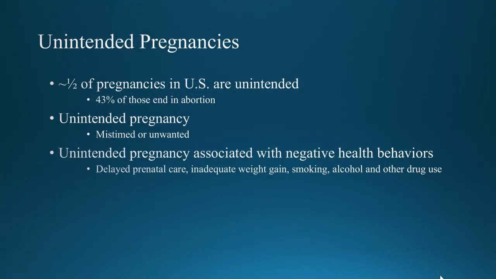In the US, almost half of all pregnancies are unintended, meaning they're oopsies. Unintended pregnancies are mistimed or unwanted, and they are associated with negative health behaviors. What we see is that those who have an unintended pregnancy are more likely to receive prenatal care later in the pregnancy. They don't initiate earlier on. That could partially be due to the fact that they don't know they're pregnant earlier on, so they're not looking for the signs of early pregnancy. They have inadequate weight gain. They're more likely to smoke and use alcohol and other drugs during pregnancy.